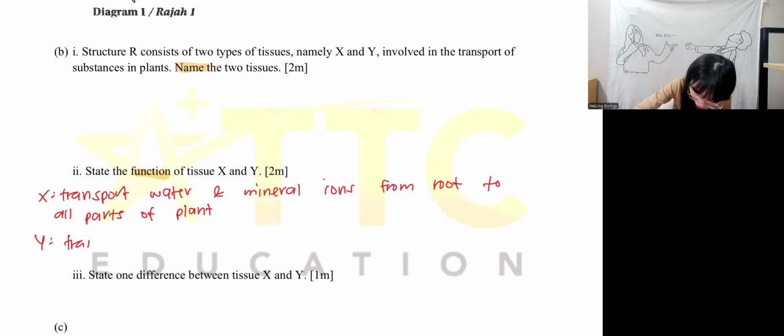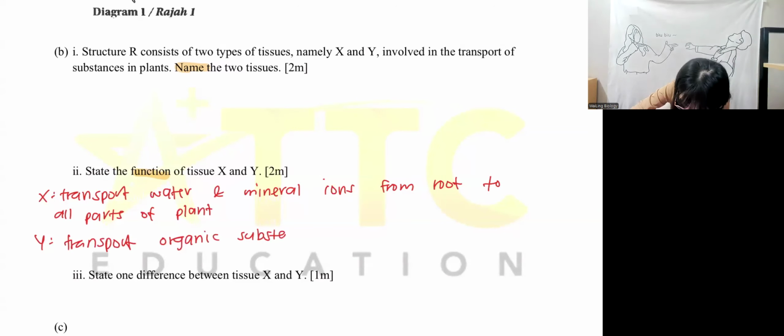Okay, you're going to say transport organic substances from leaves to all parts of plant. From leaves to all parts of plant, okay? State one difference between tissue X and tissue Y.